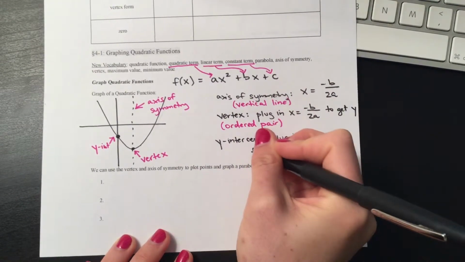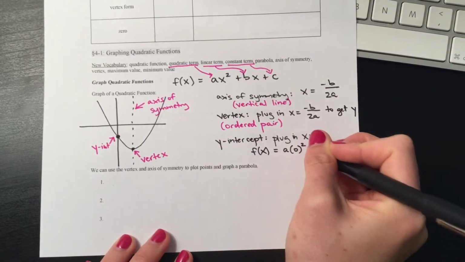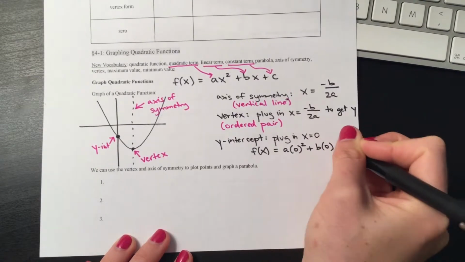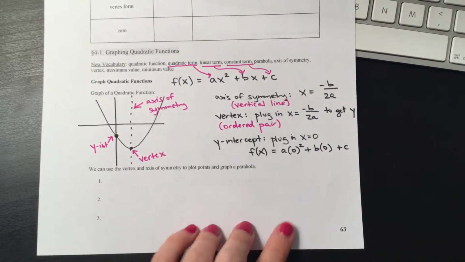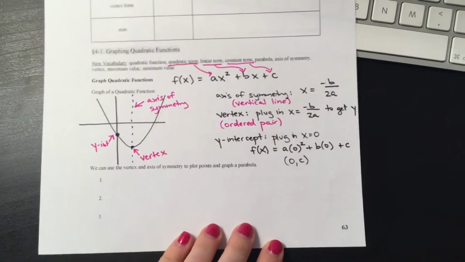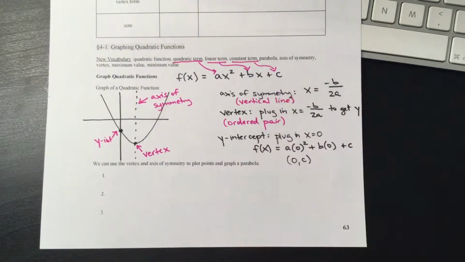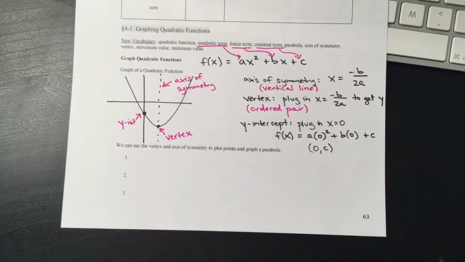So you'd have f of x equals a times 0 squared plus b times 0 plus c, so it always just ends up being c. So the y-intercept is going to be an ordered pair, the point (0, c). Okay, so it's super easy. You can just look at it. It's just whatever the constant is, because if you plug in 0 here and 0 here, the only thing left would be the c. All right, so three very important points.